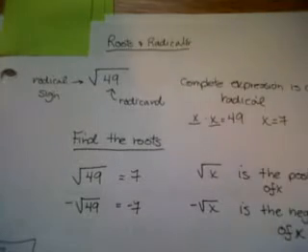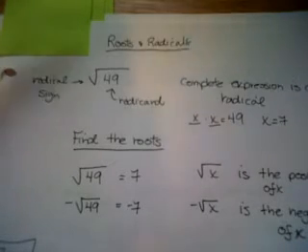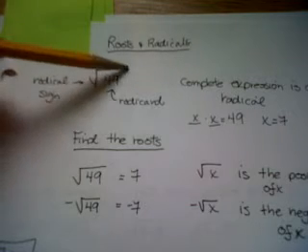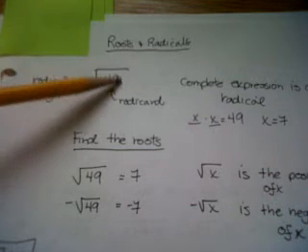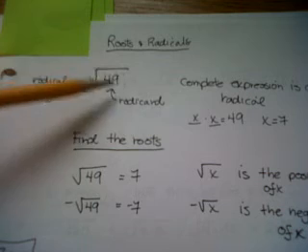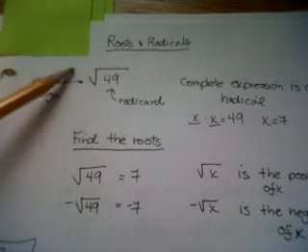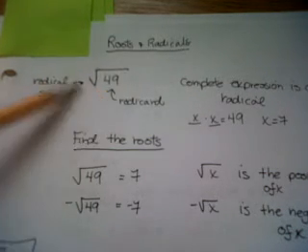So let's take a look at some roots and radicals. And this is called a radical sign. And the number that's underneath the radical sign or the variable is called the radicand. And this whole expression is called a radical.